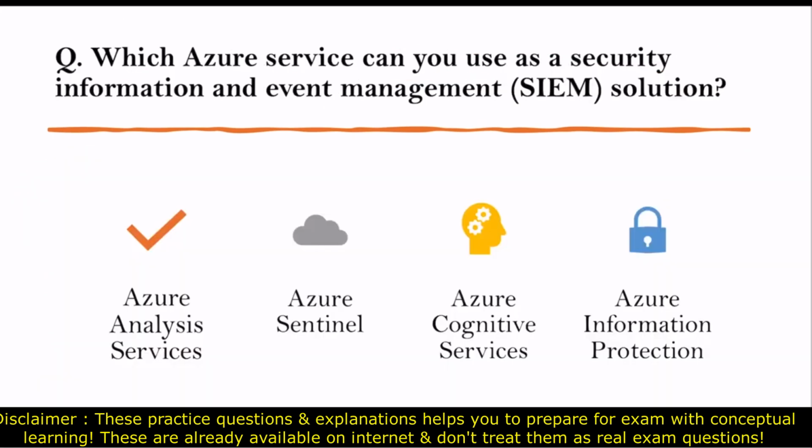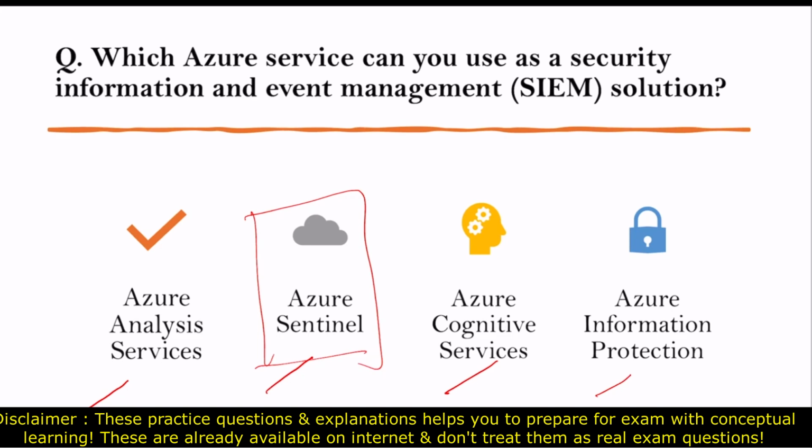Let's talk about the next question. Which Azure service can you use as a security information and event management solution? We have already seen what that is. That is Azure Sentinel. The options we have: Azure Analysis Services, Azure Sentinel, Azure Cognitive Services, Azure Information Protection. So here our answer is Azure Sentinel.